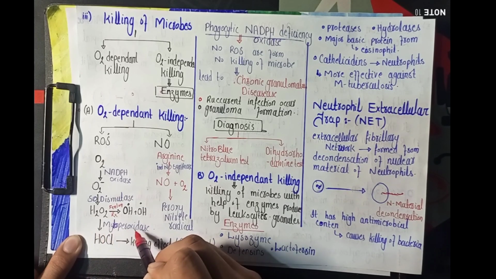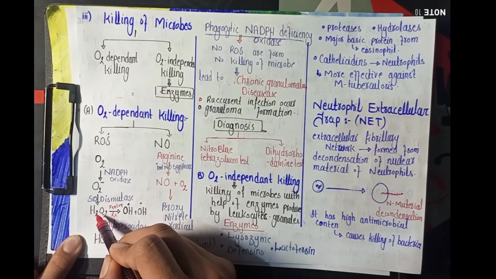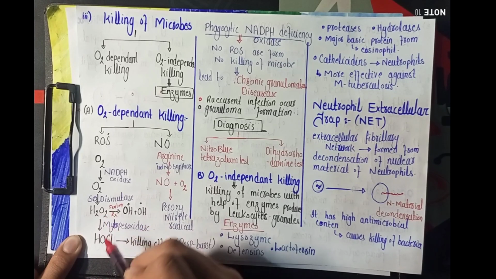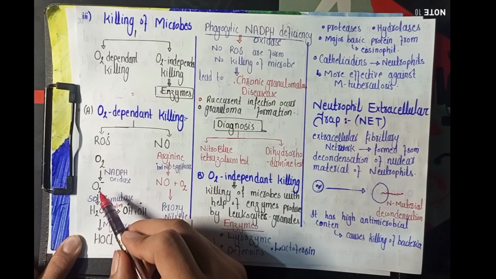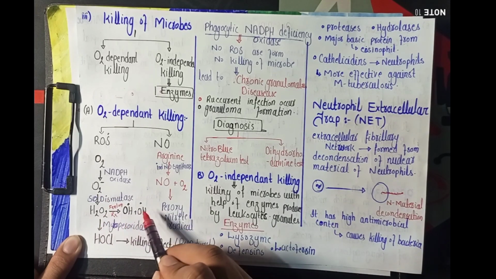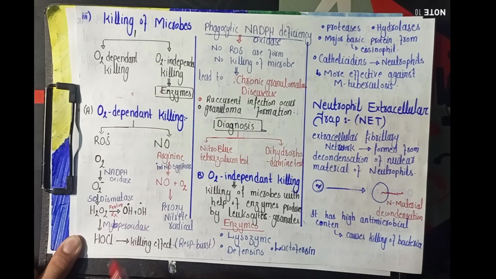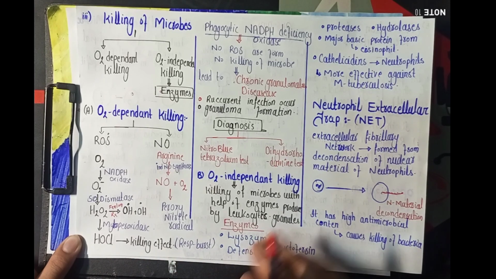This myeloperoxidase enzyme causes the conversion of hydrogen peroxide into hypochlorous acid, and this hypochlorous acid has a killing effect. The superoxide anion, hydrogen peroxide, hydroxyl radical, and HOCl cause the destruction or killing of the microbe, which is known as the respiratory burst.